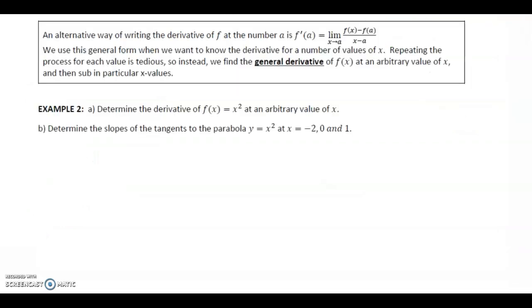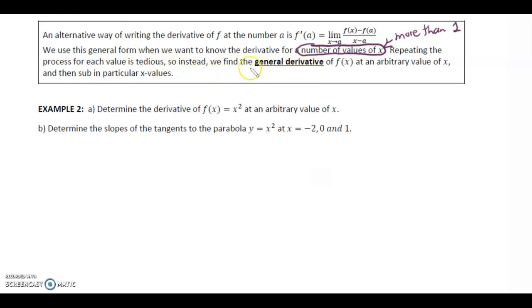So an alternative way of writing the derivative of f at the number a is f prime at a equals the limit as x approaches a of f at x minus f at a all over x minus a. We use this general form when we want to know the derivative for a number of values of x, meaning more than one. So repeating the process for each value is tedious.